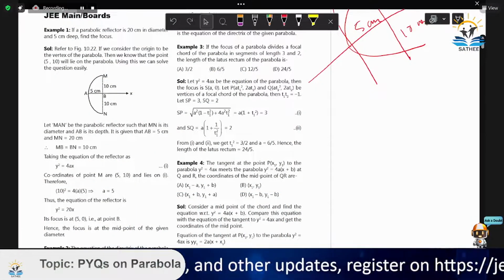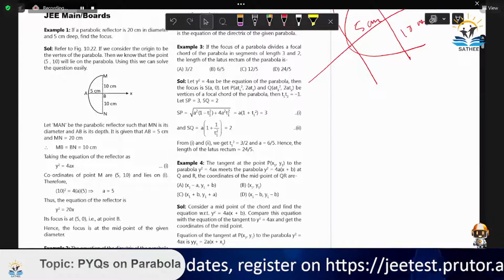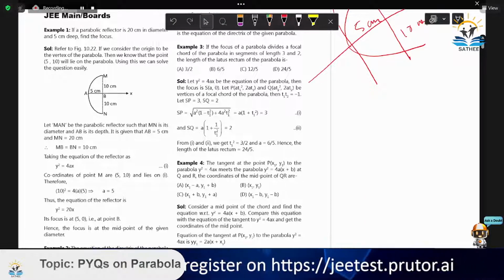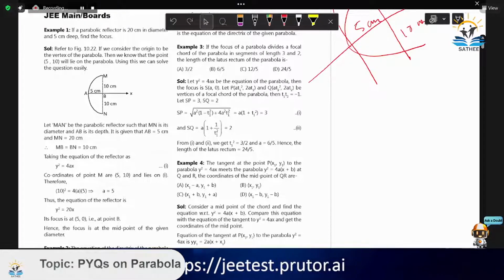As you might know, we'll be doing some PYQs over Parabola. We had studied Parabola in our previous classes, right? In this class, we'll try to solve some questions. So let us start with the first question.